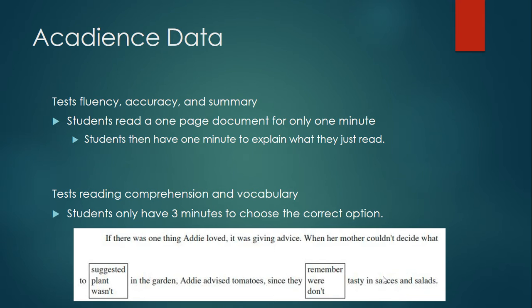But the other way is through a maze, is what it's called. And students only have three minutes to complete it. I went to the Acadience website and showed an example here because it might not be familiar to some people. What it does is test the student's ability to not only comprehend what they're reading, but also their vocabulary. So what students would have to do is read a text. Usually it's about two to three pages long.